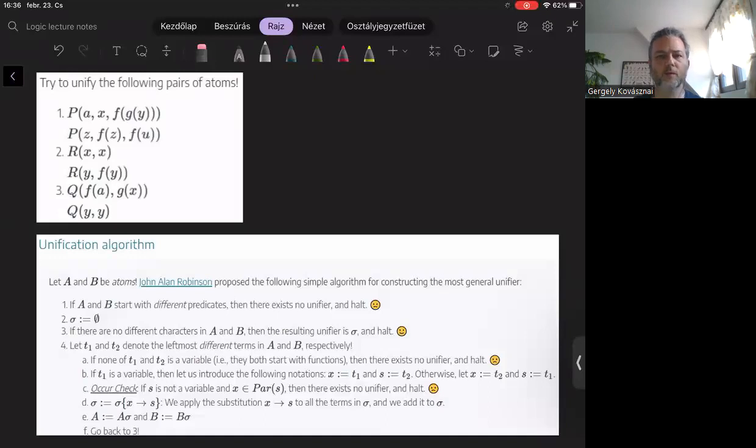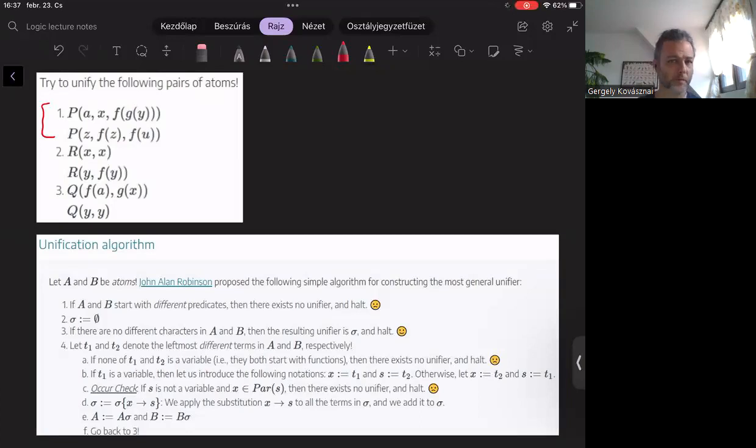We have to execute the unification algorithm that you can see on your screen. We have to apply this algorithm to pairs of atoms. In the exercise, we can see 3 pairs of atoms. So first, we should apply the unification algorithm to those 2 pairs, to these 2 atoms.